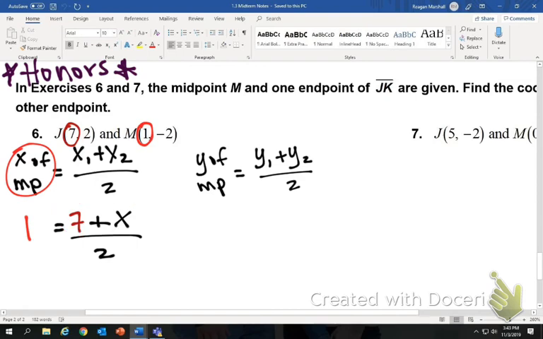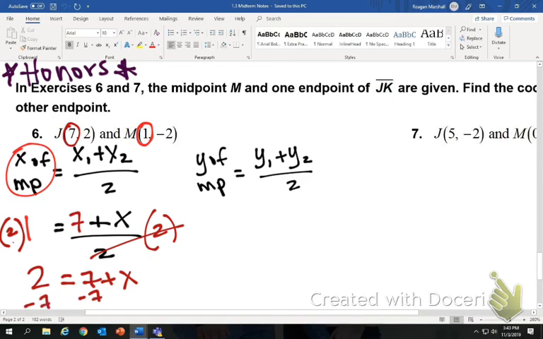X is attached to the plus 7, so we need to get that by itself. It's currently being divided by 2. The opposite of that is multiplying by 2. 2 times 1 is 2. And then on the right side, you have 7 plus x. Subtract 7, and you have negative 5 equals x. So of our new endpoint, we have negative 5.